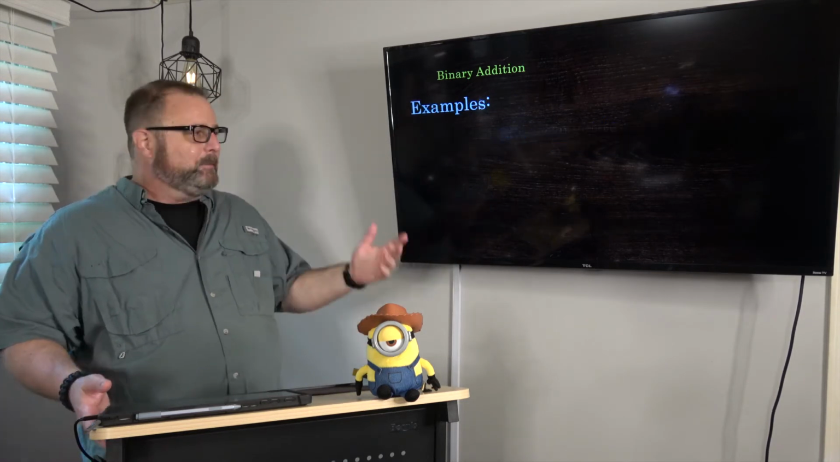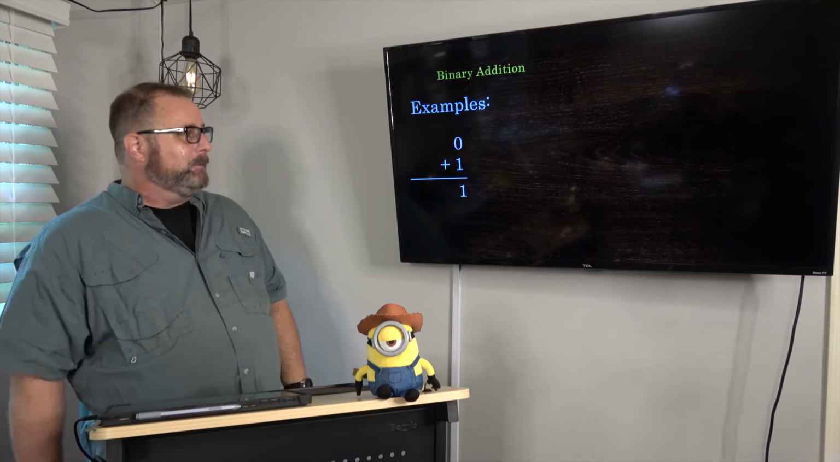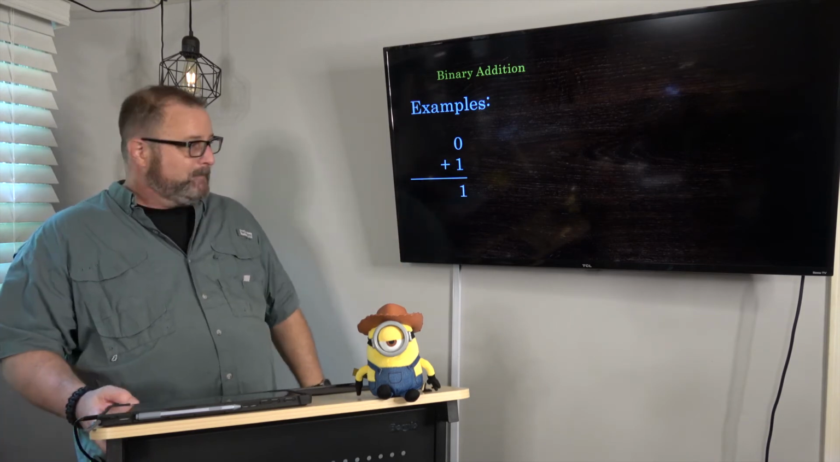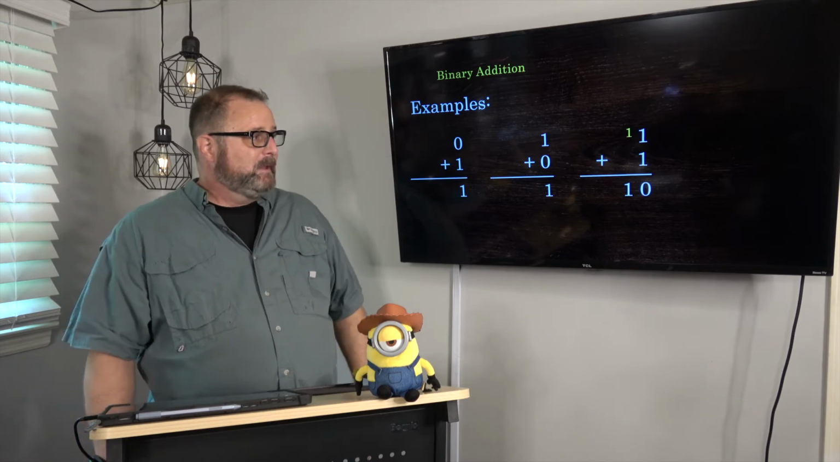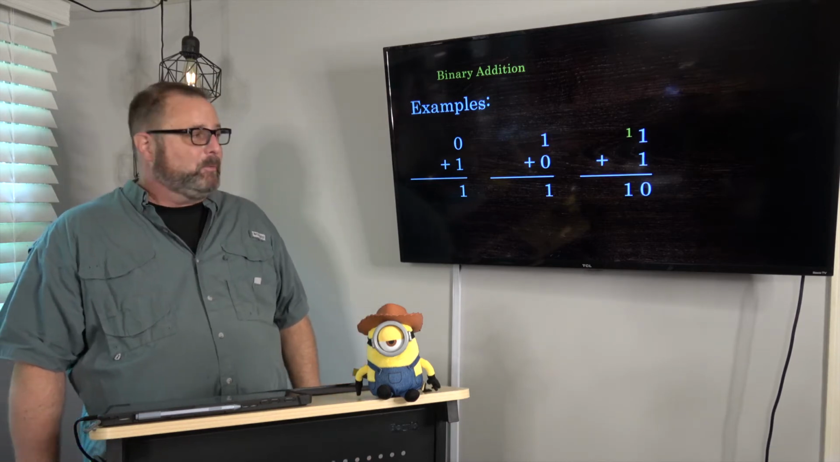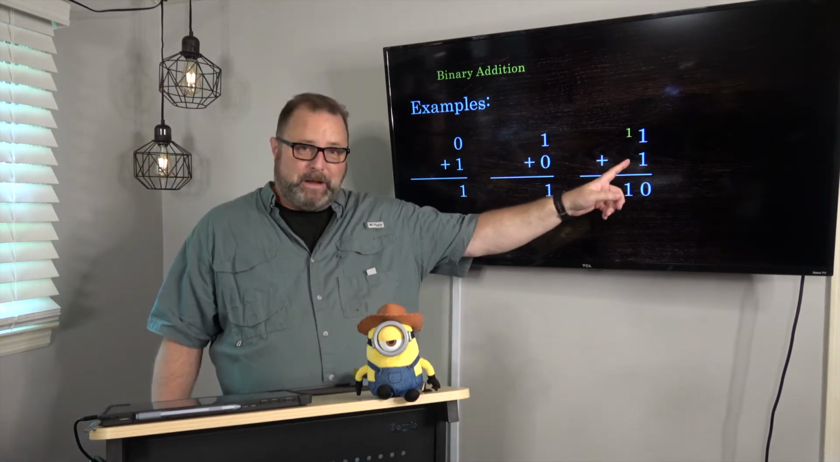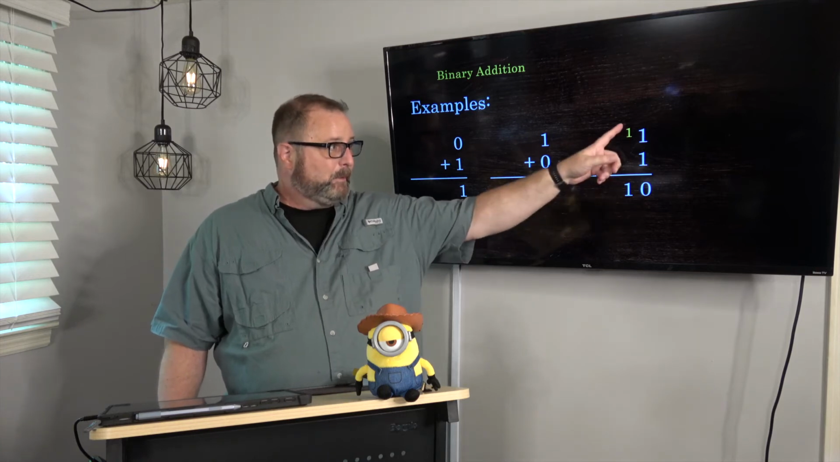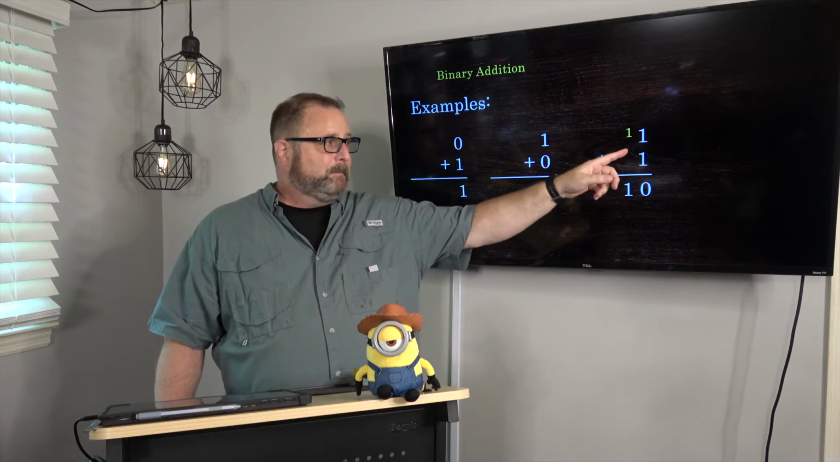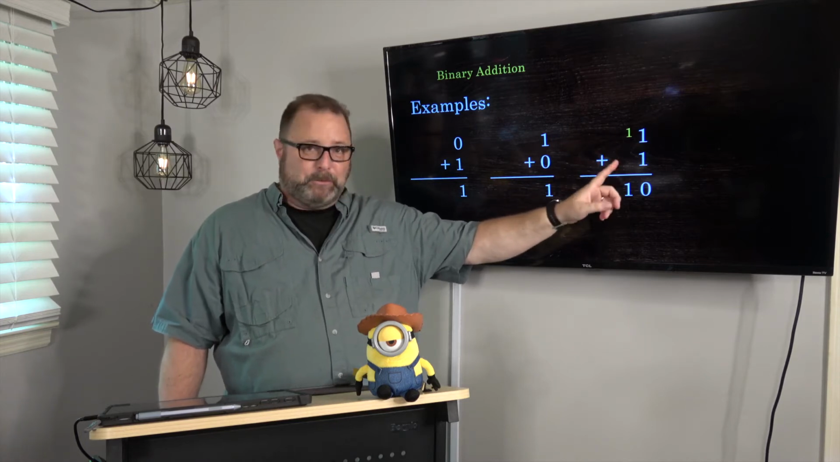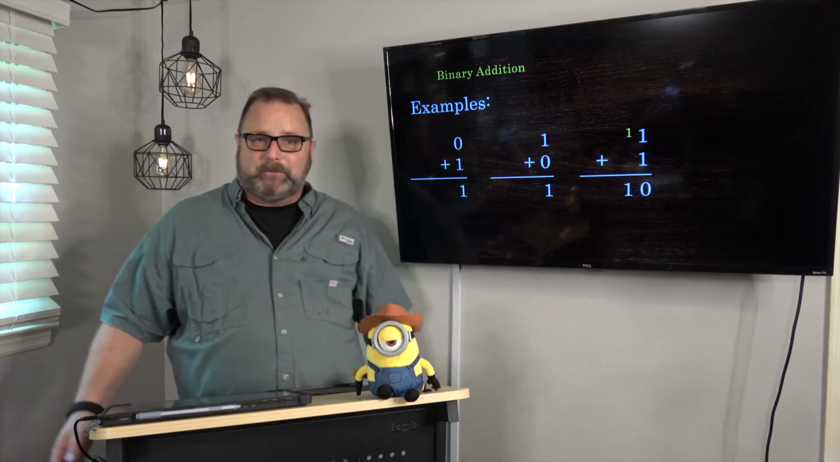All right, so let's do some examples. And again, these are pretty simple. 0 and 1 is 1. 1 and 0 is 1. And if we get to a 1 plus a 1, in binary, that's a 0, and we carry the power of 2 to the next bit position. Okay? And bit position is important, and we'll talk about that in a minute, but then that becomes 1, 0.